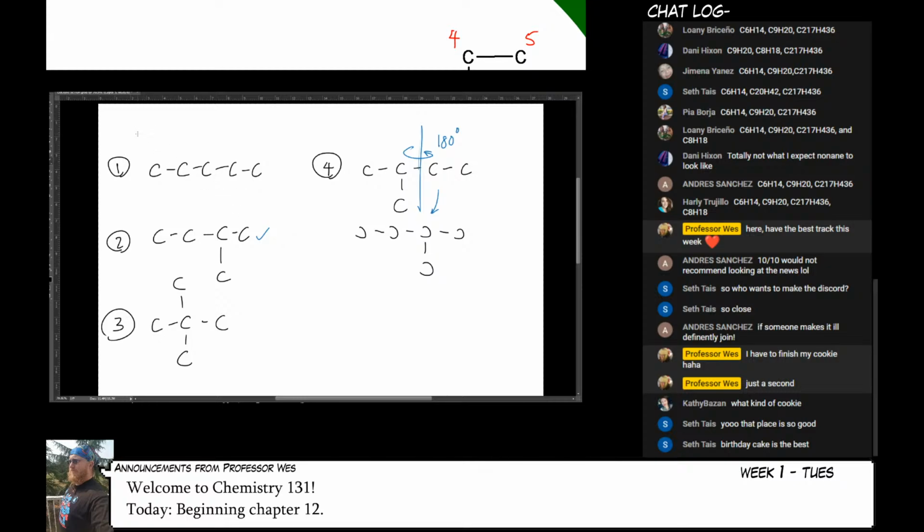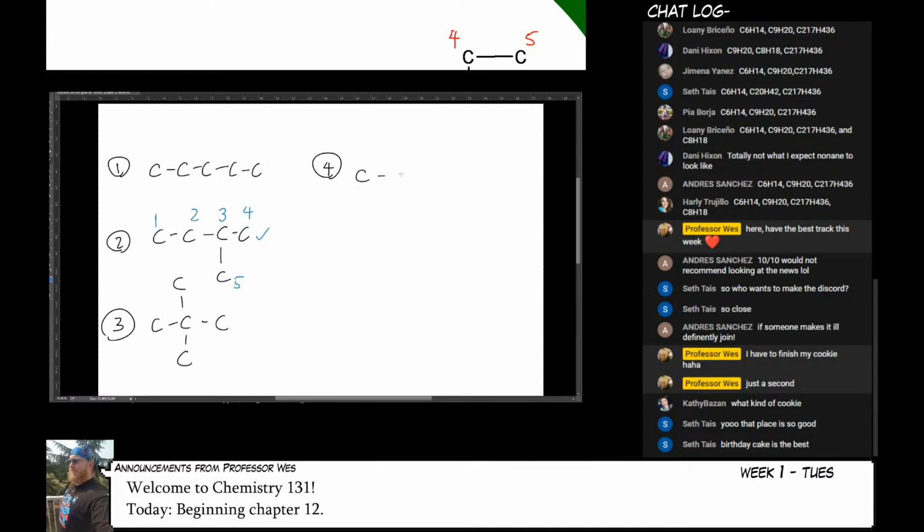Now, the other thing that we can do, oh, I gotta merge these layers. Hold on. The other thing that we can do, let's just clear all here, is I can number the carbons. So I'm going to go 1, 2, 3, 4, 5.